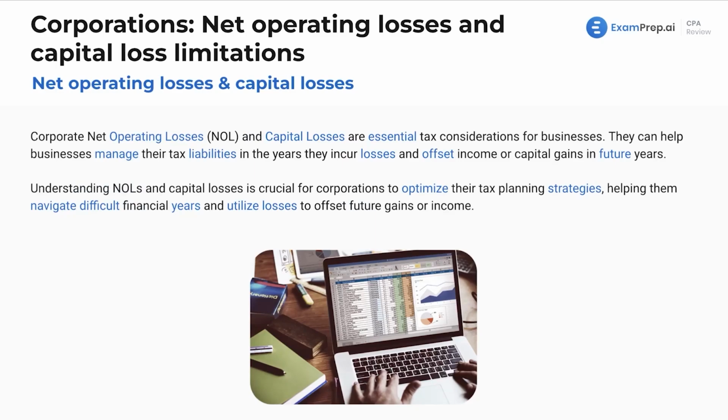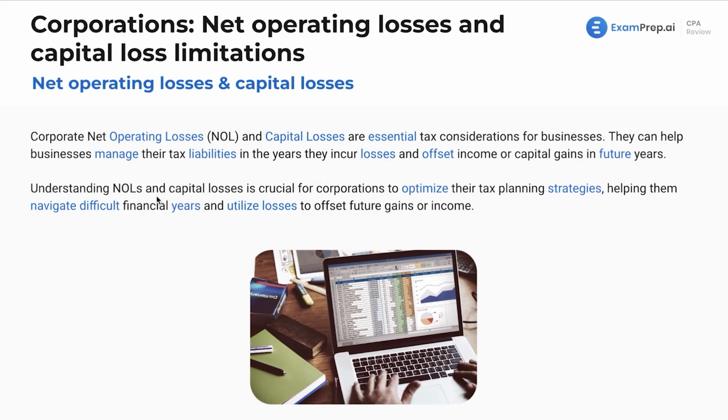All right, now we are diving into NOLs and capital losses even further. We've mentioned them, but here we see that corporate NOLs and capital losses are essential tax considerations for businesses. I mean, tax planning for sure. You could see a sim where it's an NOL schedule, understanding how much you can carry back, carry forward, all that stuff. They can help businesses manage their tax liabilities in the years that they incur losses and offset income or capital gains in future years.